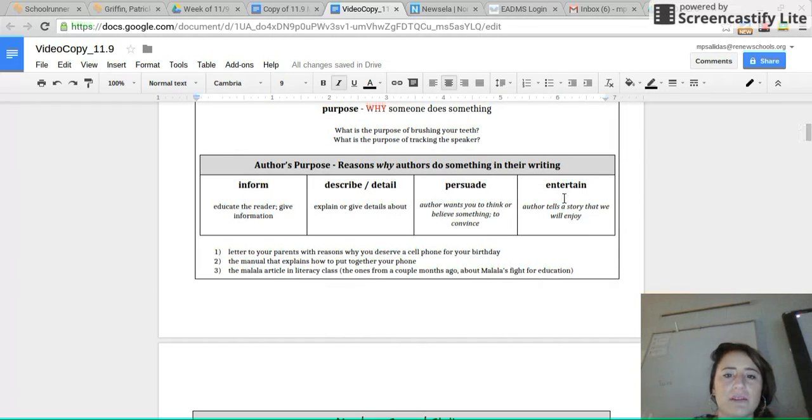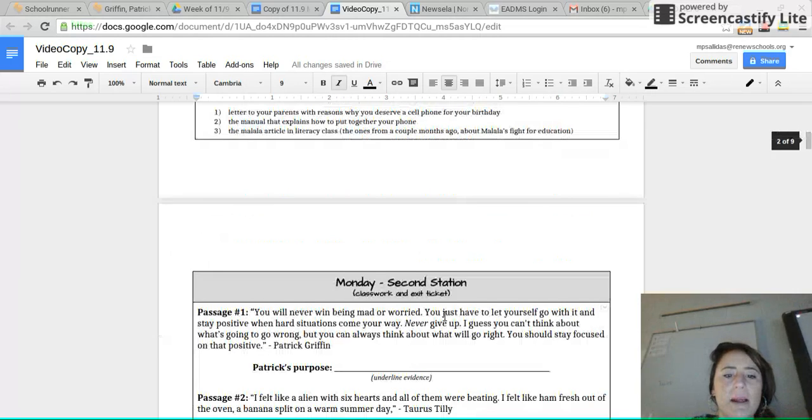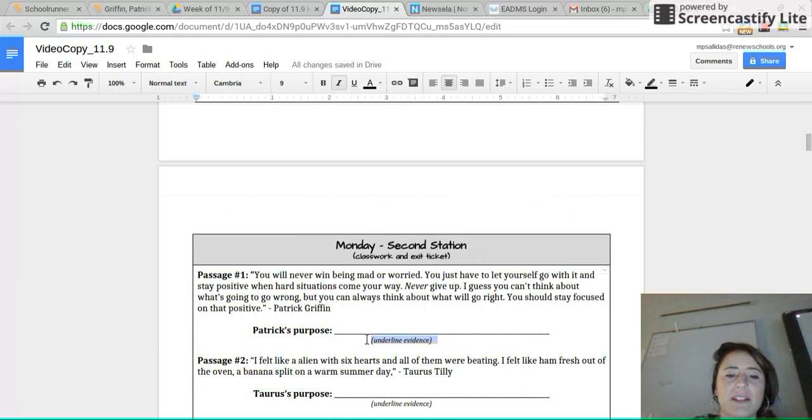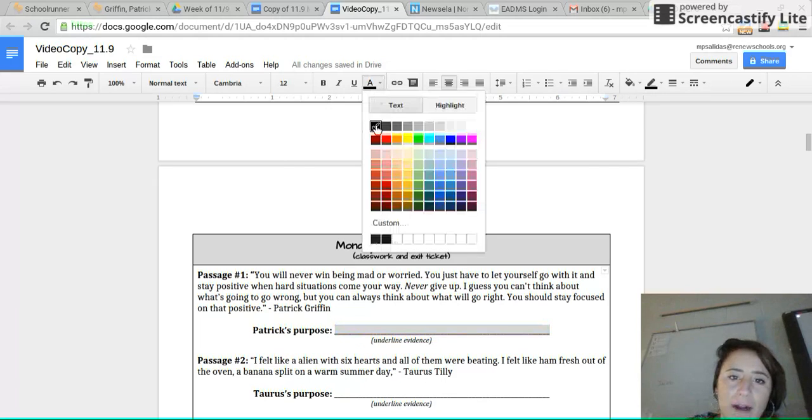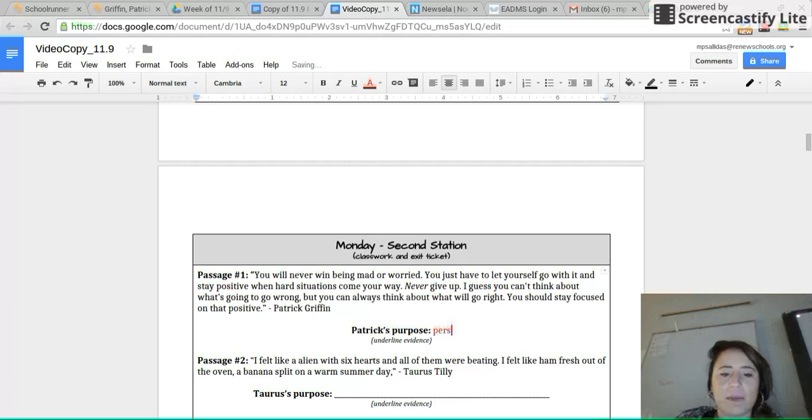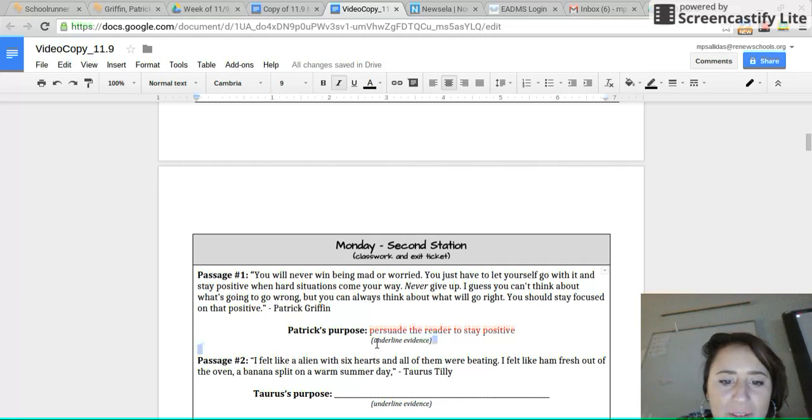Think back to this list right here. And then make sure that you underline evidence that shows that. Okay, so the strongest answer here, though I'm not Patrick, I don't know this for sure, I would say that it would be to persuade the reader to stay positive. Now, when I'm looking for evidence that shows he's trying to persuade them, I look at how he says, you should. That to me is a key word that's like, all right, he's trying to actually persuade them to be a certain way. You have to let yourself go with it.